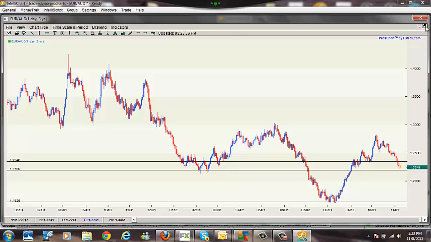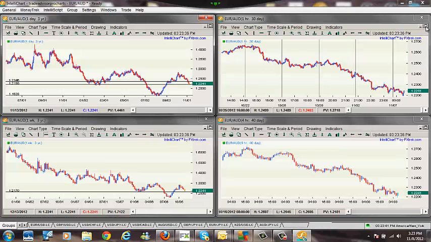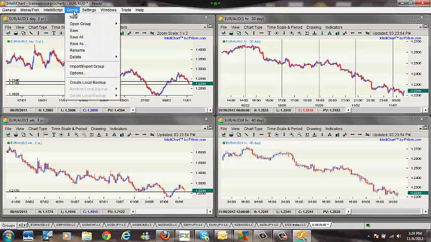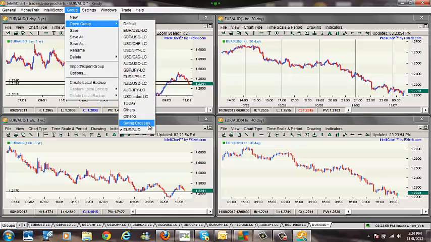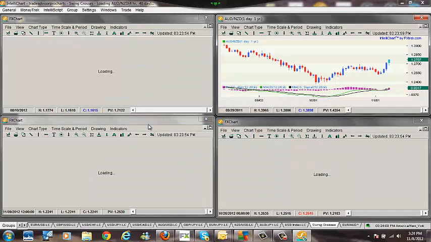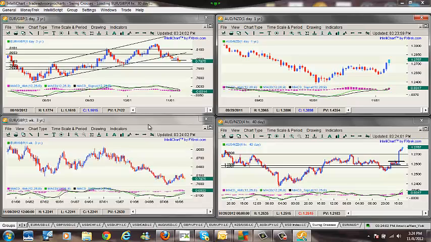Actually, you know what? Let's look at one more. Let's look at one more trade. The euro pound, which I closed out 1 pip yesterday, and of course my ProSignal direct customers are still in this trade. And let's find my euro pound. Open group. Okay, I think I had euro pound already drawn out here.